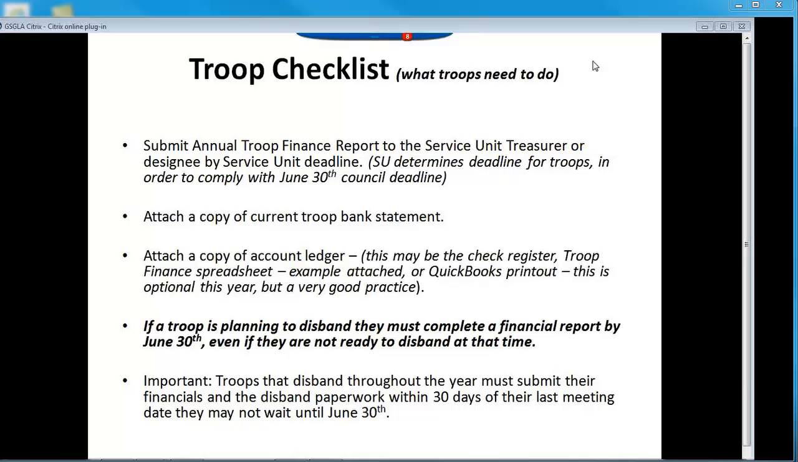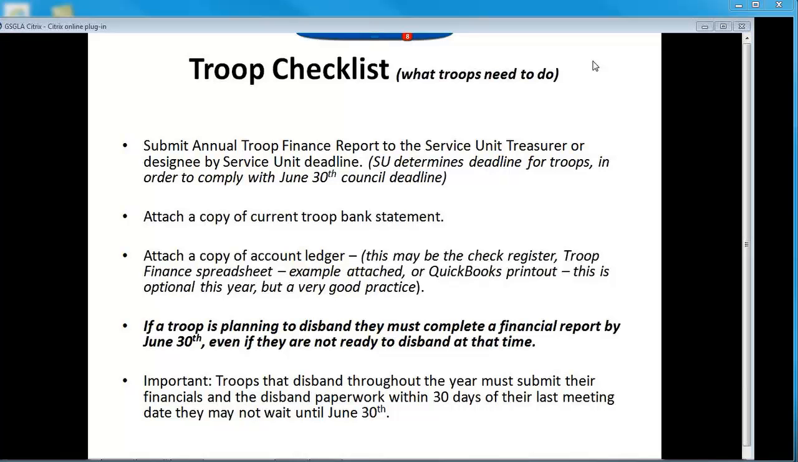You're also going to attach a copy of the account ledger. So this could be anywhere from a check register that you handwrite your information in, a Troop Finance spreadsheet. It could be the ledger that we're going to show you, QuickBooks printout or Quicken or any kind of money program that you might use. But we're requesting that you attach that, the entire year's ledger.